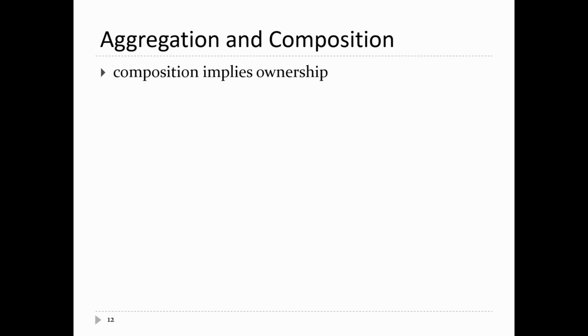Composition implies what's called sole ownership. For example, if the university were to go away, if Queen's was to magically disappear tomorrow, all of its departments also go away. The Department of Computing Science does not exist without the university.